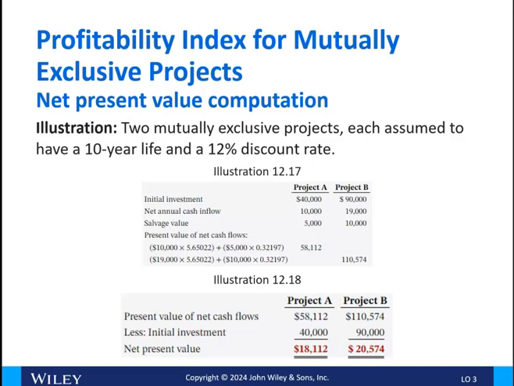Let's look at these two projects, two mutually exclusive projects, each assumed to have a 10-year life and 12% discount rate. We have our initial investments for both, annual cash inflows from both, salvage values, present value of the cash flows. It did the calculations for us. And when we take those present value of cash flows minus the initial investments for each project, they are both positive. Project A is $18,112. Project B, $20,574.